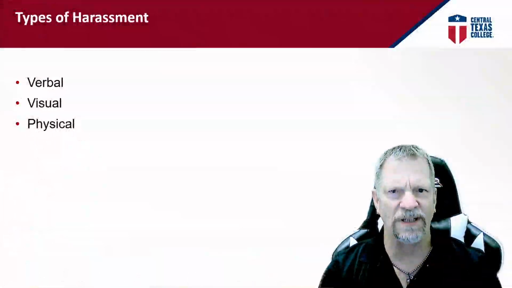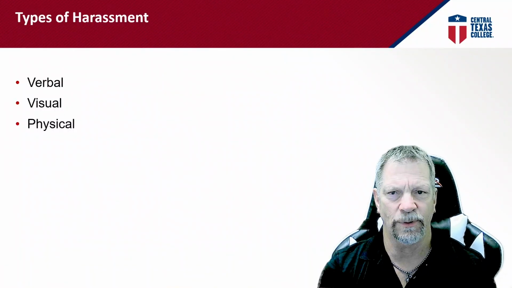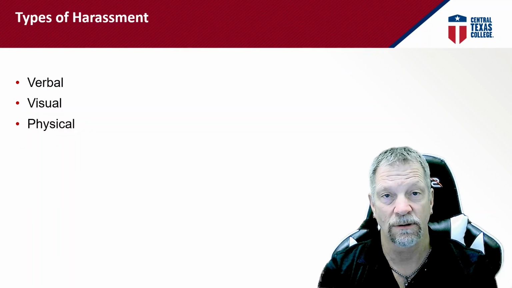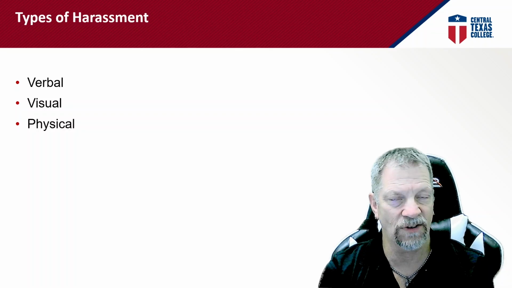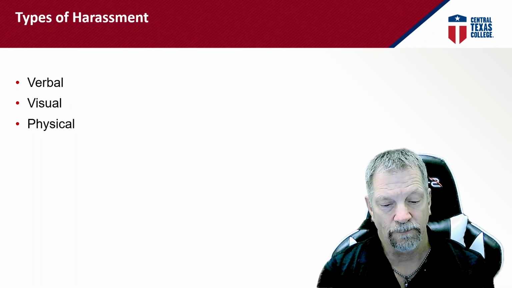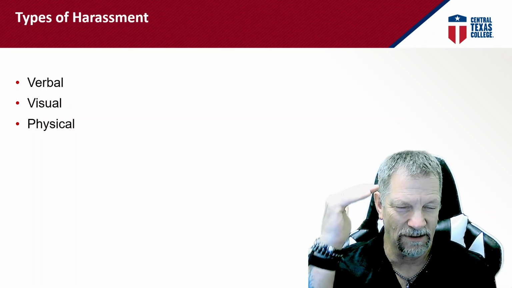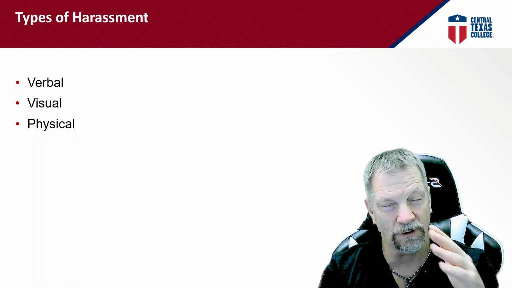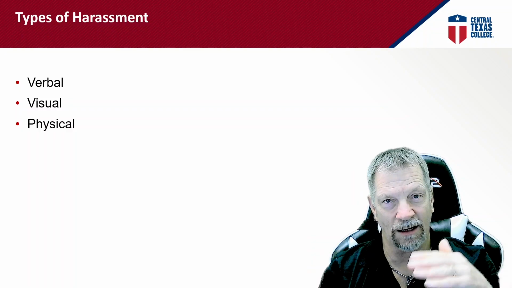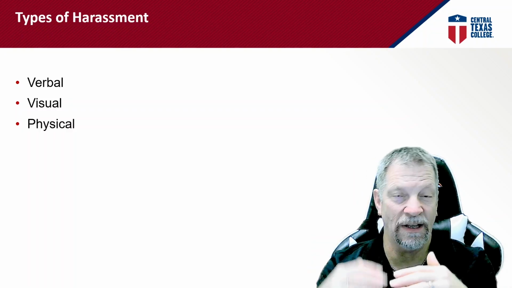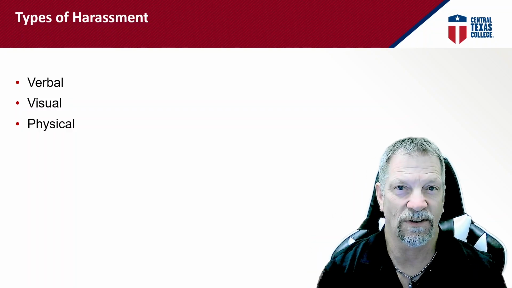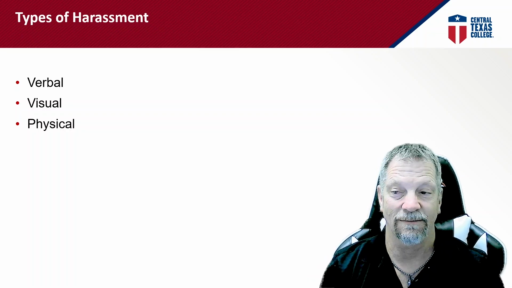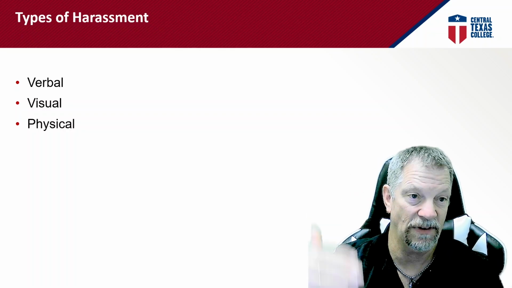All right, so there are three different types of sexual harassment. There's verbal sexual harassment, there's visual sexual harassment, and then there's physical sexual harassment. So you kind of look at these as stepping stones, right? Verbal is probably the lowest form. Visual is the next higher level of sexual harassment. And then physical, if it gets to the physical point, it's just bad. Okay, that's when it hits that extremely severe category.